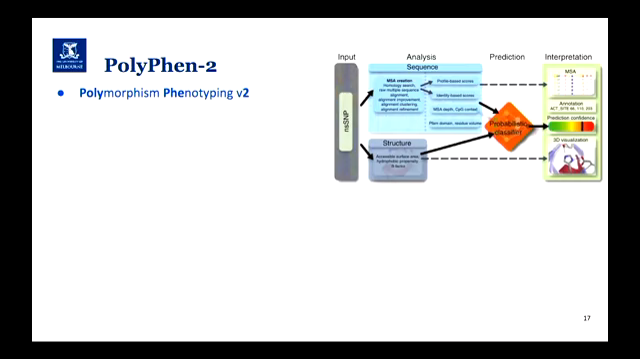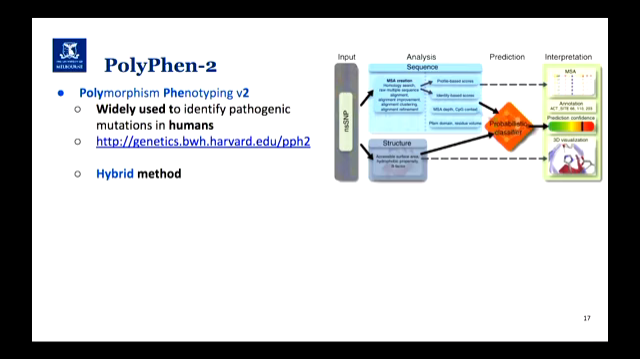An alternative to SIFT, using a few other interesting things, is PolyPhen-2. PolyPhen-2 is basically polymorphism phenotyping version 2. It's also a widely used tool to identify pathogenic mutations in humans, and it's almost a gold standard. When someone, for instance, arrives at a physician appointment, they suspect they have a genetic disorder, they sequence the exome. First thing they're going to do is, given a subset of mutations, run them through PolyPhen to ask whether any of them are likely to be pathogenic. So it's a widely used tool, and it's a hybrid method. It still considers homology, but also considers the structural features when available.